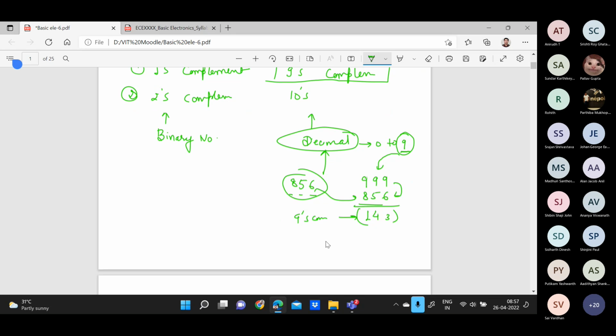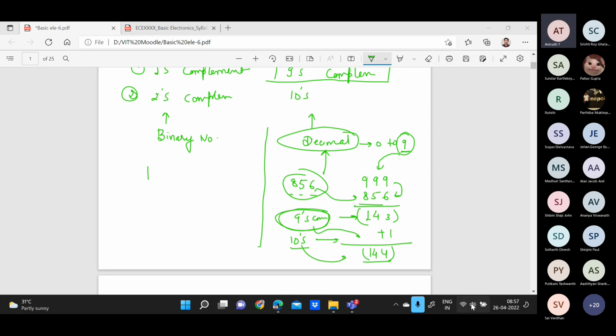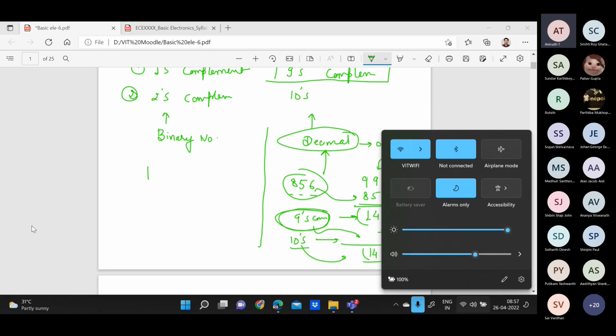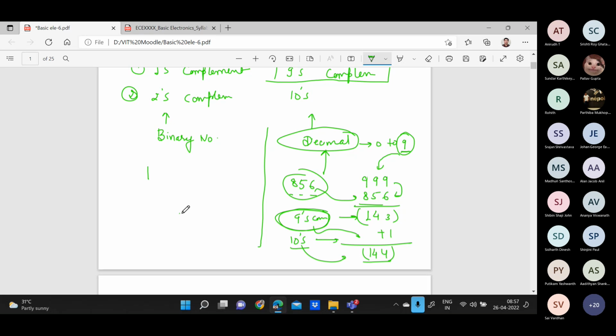Similarly, if I ask you to find the tens complement, what do you have to do? Add 1 to the nines complement. First, find the nines complement of any number and then add 1. That will give you the tens complement. So 144 will be the tens complement. Understand? Sorry, 143 will be the nines complement of 856, yes. Same process we have in the binary number system also.